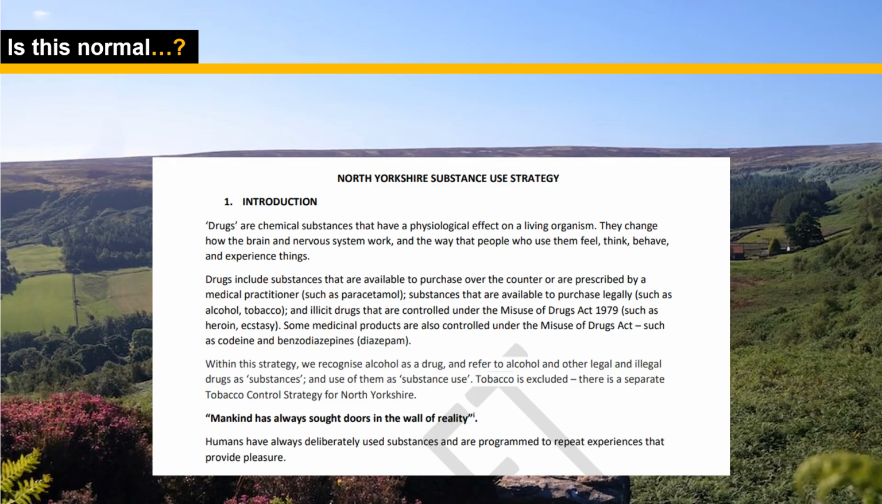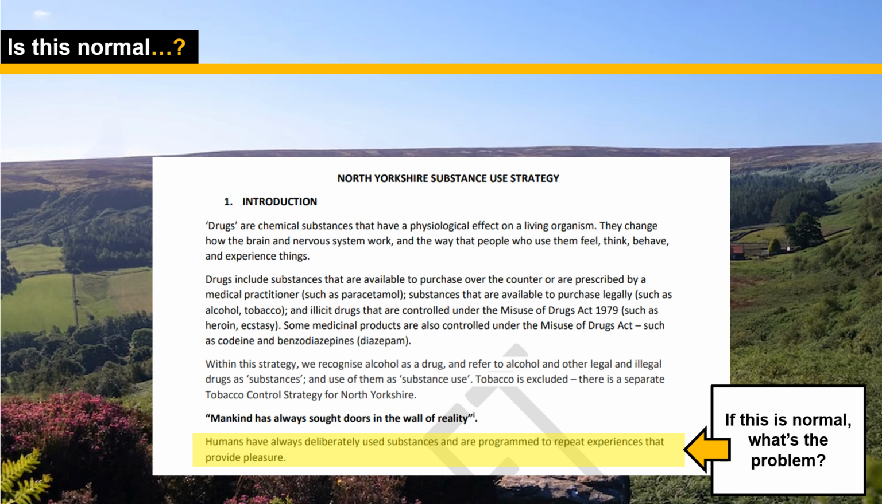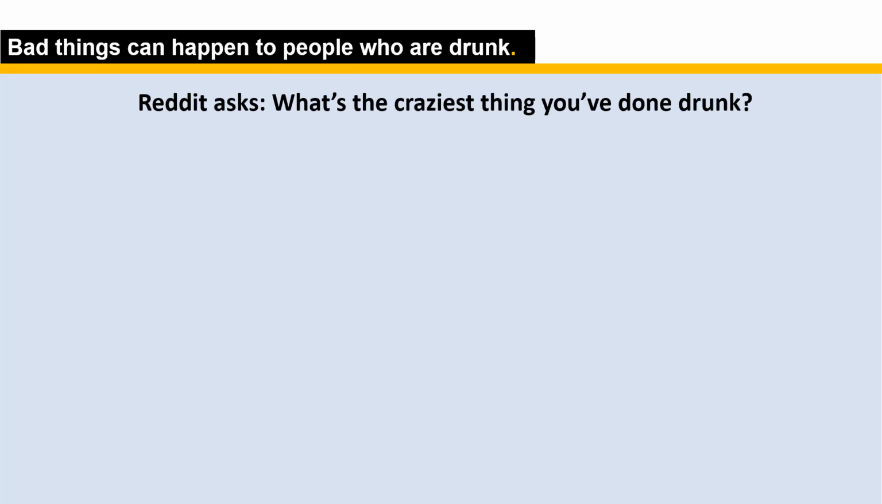So much so that it's actually in the drug strategy for North Yorkshire. You can see it there at the bottom of the screen. There's a sentence that says humans have always deliberately used substances and are programmed to repeat experiences that provide pleasure. Now the question is, if this is normal, what's the problem? Well, the problem isn't so much getting drunk. The problem is what happens when you're drunk.